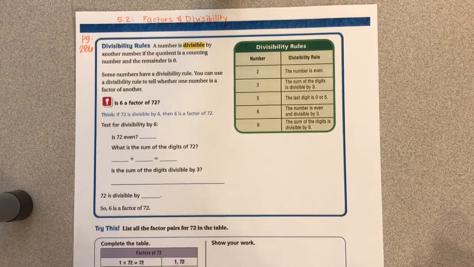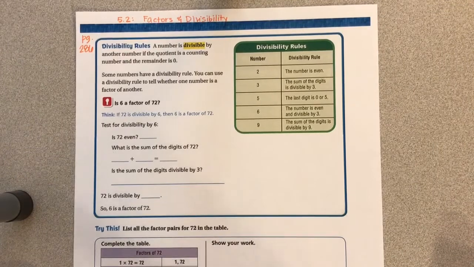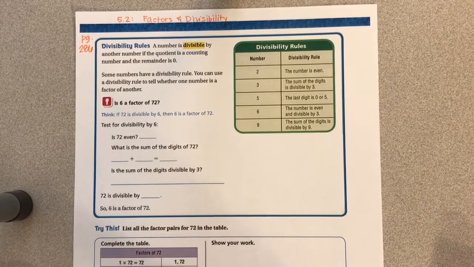So we've learned that we can figure out if a number has factors by either drawing models or doing long division, and if there's no remainder, then we know that those numbers are factors of that number. But sometimes we don't want to do long division for every single number in order to figure out if a number is divisible by something. So that's where divisibility rules come in.